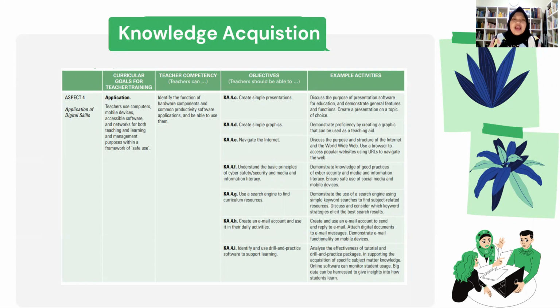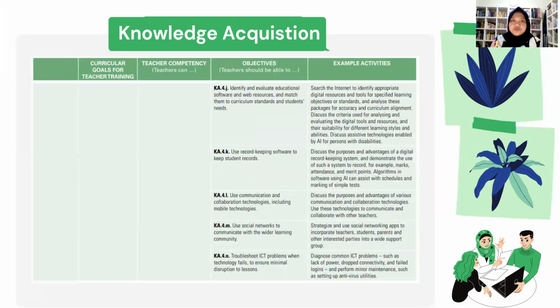The 8th point is the teacher needs to create an email account and use it in their daily activities by creating and using an email account to send a reply to email, attach digital documents to email messages, and so on. The next objective is the teacher should be able to identify and use drill and practice software to support learning by analyzing the effectiveness of tutorial and drill and practice packages in supporting the acquisition of specific subject matter knowledge.